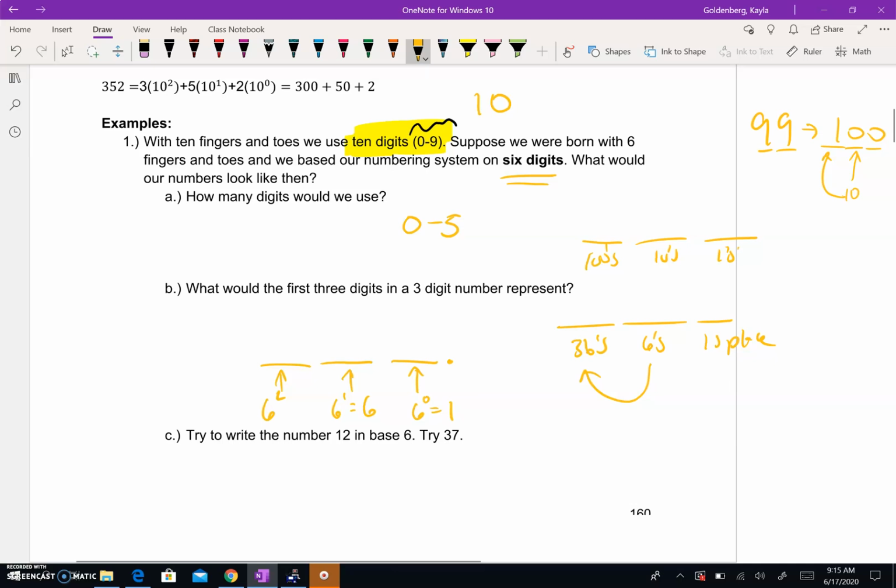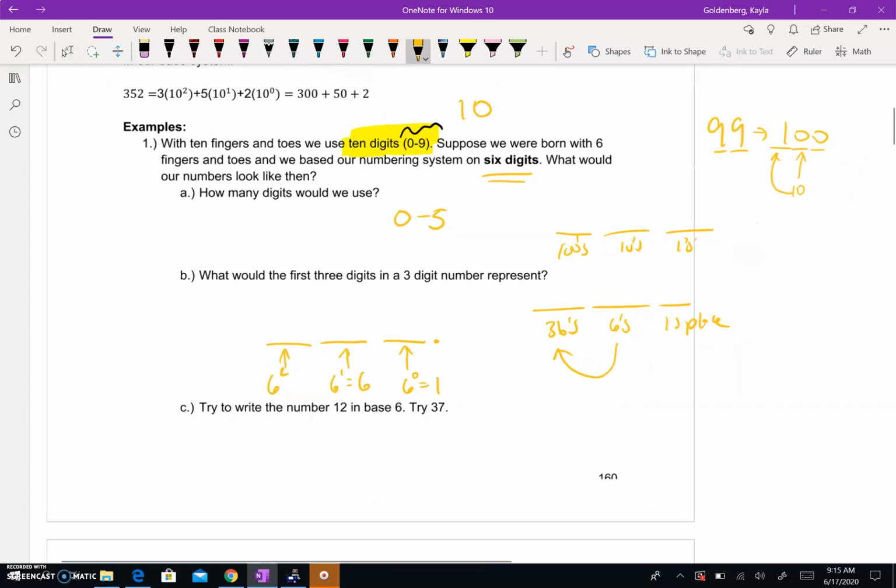So try to write the number 12 in base 6. Okay, so let's try 12 in base 6 and 37 in base 6.